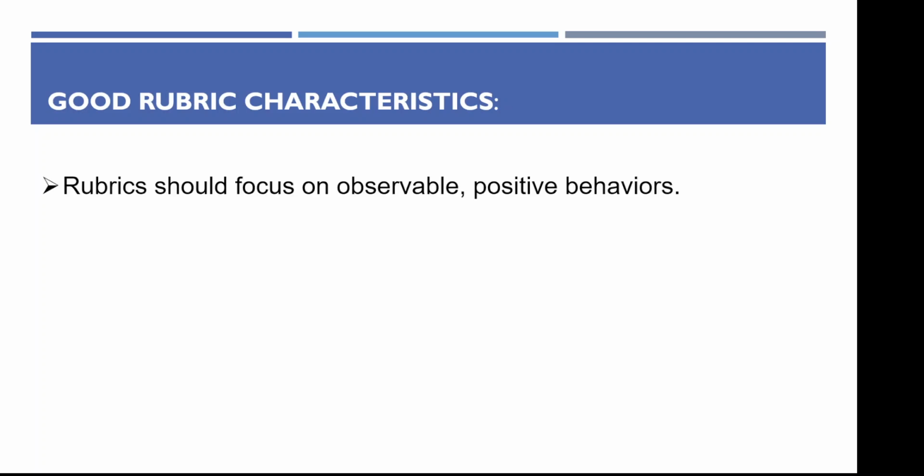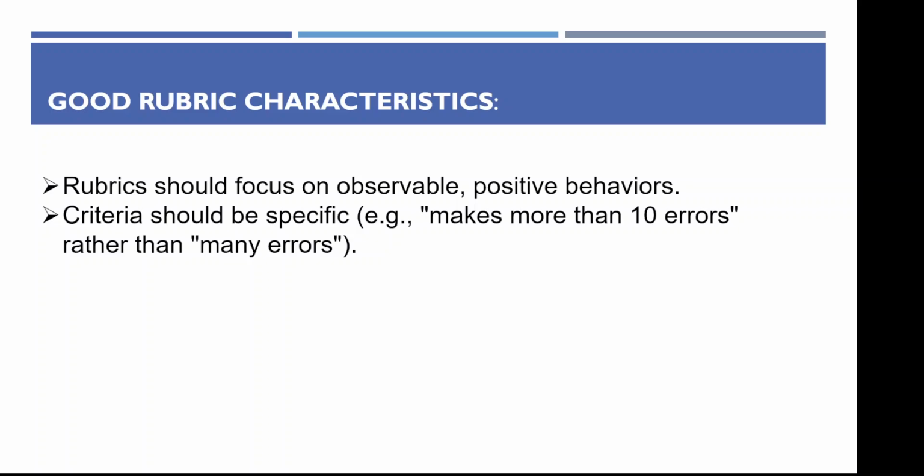Good rubrics characteristics. Rubrics should focus on observable positive behaviors. Criteria should be specific. For example, instead of saying many errors, we have to say more than 10, greater than 10 errors.